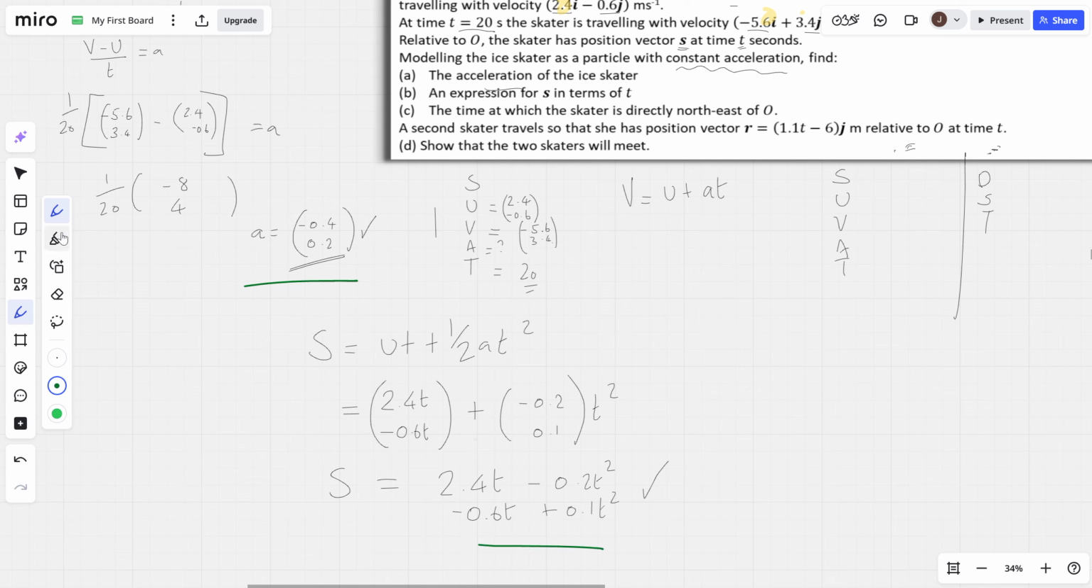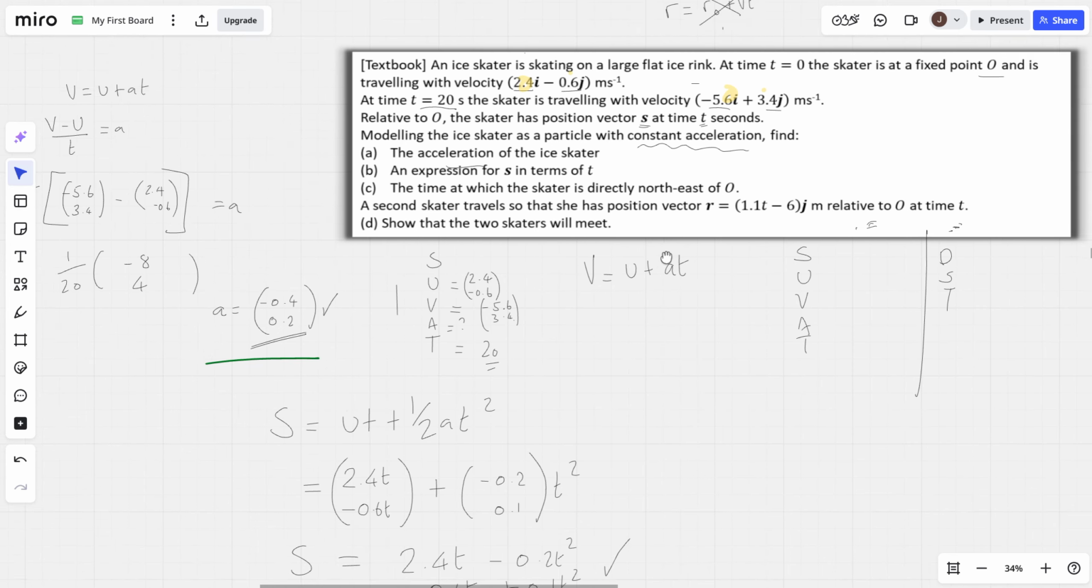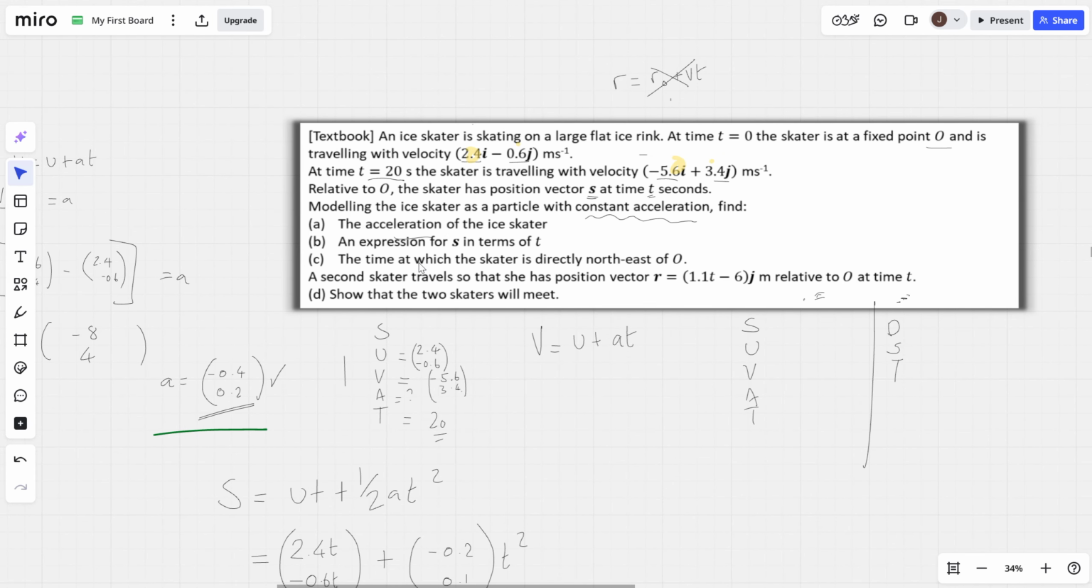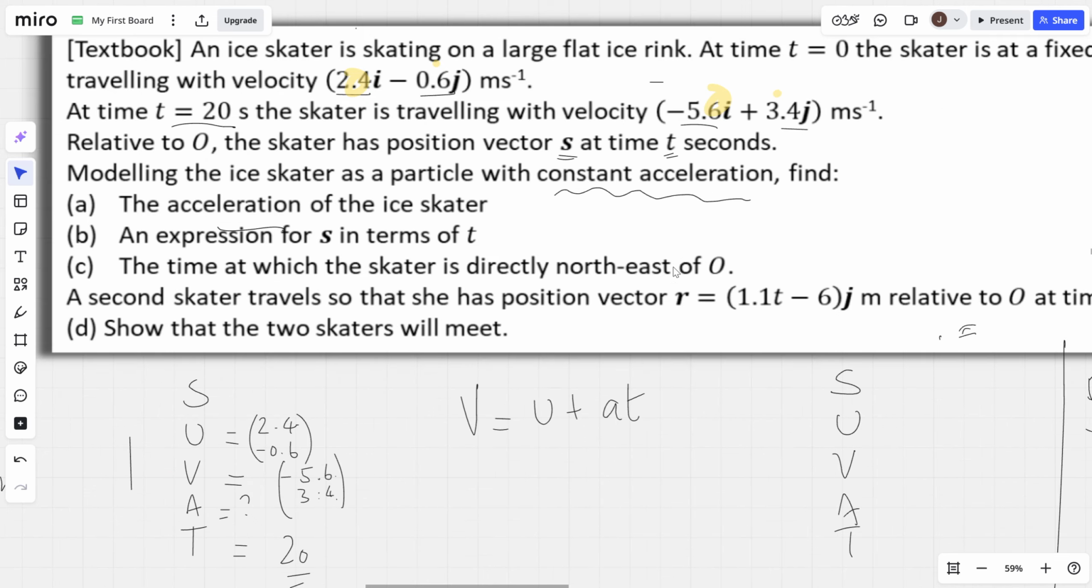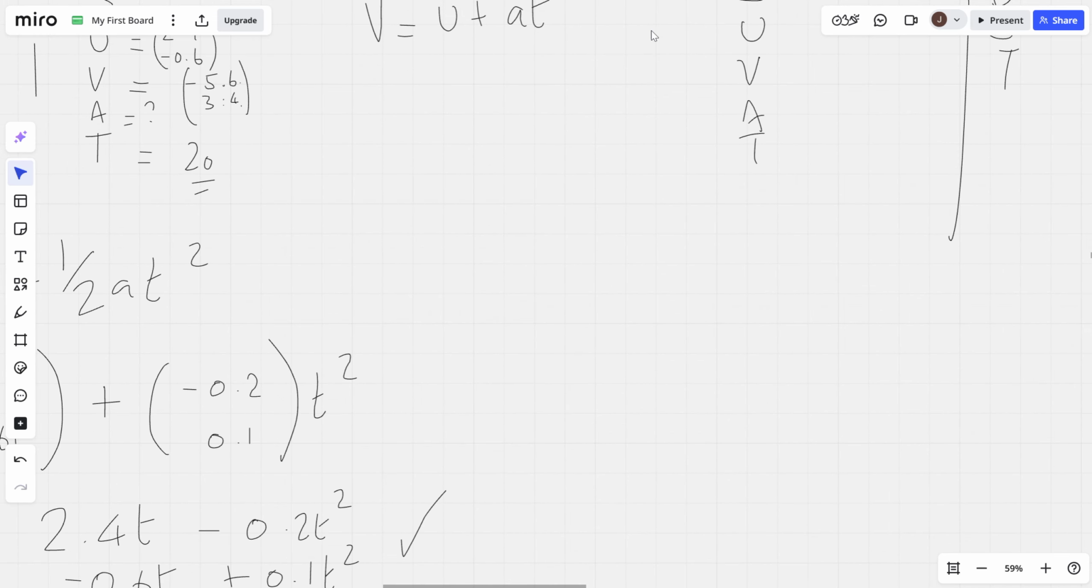So that's my A and my B parts done. Okay, what are we doing next? Find the time at which the skater is directly northeast. So we've spoken about this before. Northeast is going to mean that you're somewhere on this line, aren't you?